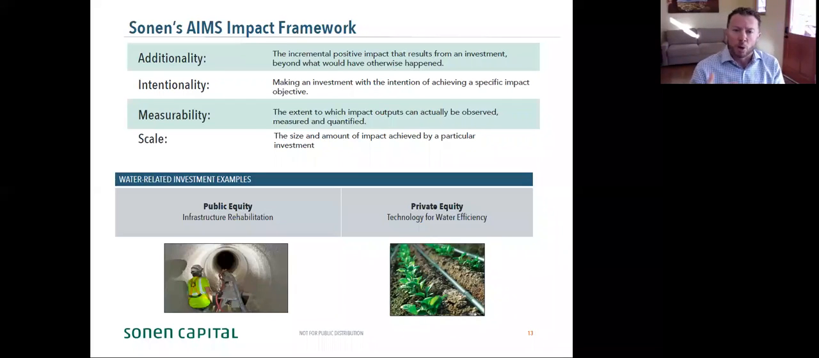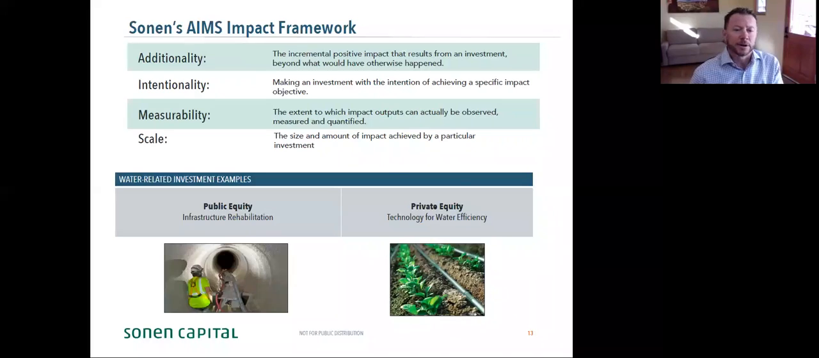So we've come up with what we think are different dimensions of impact creation beyond additionality. Intentionality is what are the intentions of the investee or the investor to create positive change. Measurability is how well things can be measured and outputs can be evaluated. And scale is just the size and breadth and depth of operations. If we take a look at 2 otherwise very related investments in water, we can see a public equity infrastructure rehab company that's operating in North America, and we can contrast that to a drip irrigation technology in a private equity setting.